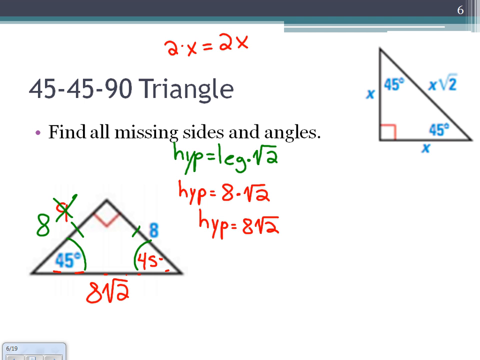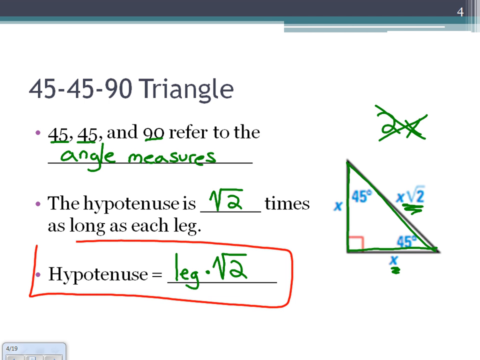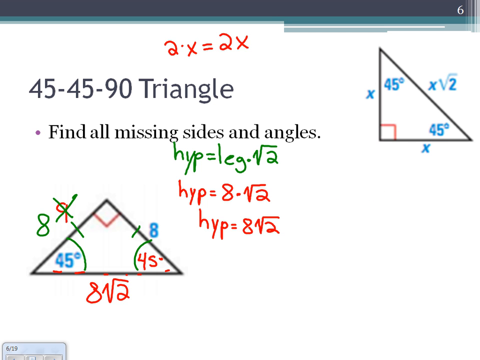Because remember the formula that we left on this page from the very beginning, right there said that the hypotenuse is equal to the leg times the square root of 2. Okay? So I just went up here, and I started with that right at the top. The hypotenuse is equal to the leg times root 2, and then I plugged in the values I knew. Okay? Let's do another one, and I want you guys to practice on your own.